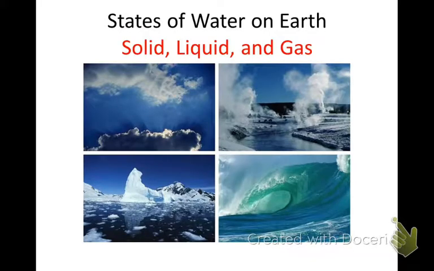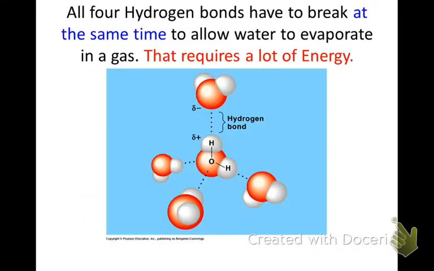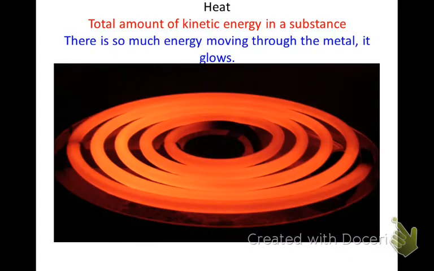Okay, so there it is in all 3 states, liquid, gas, and solid. Okay, so all 4 hydrogen bonds have to break at the same time to allow water to actually evaporate. That's why boiling water is so hot. It has to get that hot for it to evaporate. It requires a lot of energy.